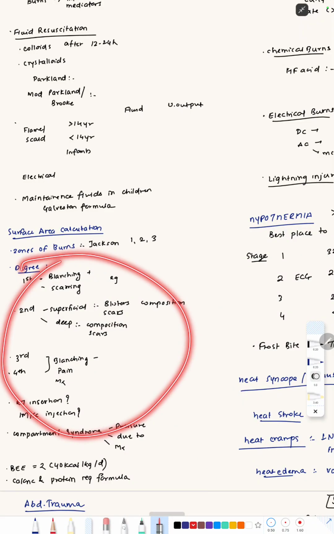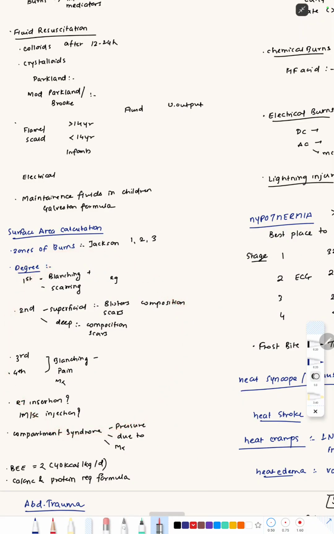Now next is the degree of burns. So in the degree of burns, this is very important. First degree of burn, where there is a redness, tender, blanching is present and scarring is absent. Example is going to be the sunburn. Then second degree burn is where it is further divided into superficial and deep. In superficial, epidermis and papillary dermis is involved, while in deep burns it is epidermis plus the complete dermis. In superficial burns it will lead to blisters formation, scarring is absent, and the composition of this is, as I said, it consists of epidermis and papillary dermis. Now in the deep burns, again epidermis and full dermis, and the scarring is present over here.